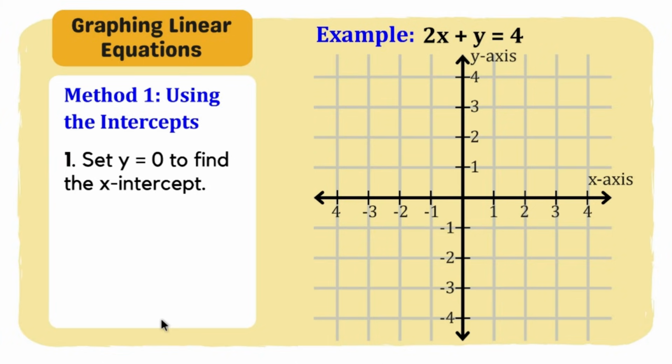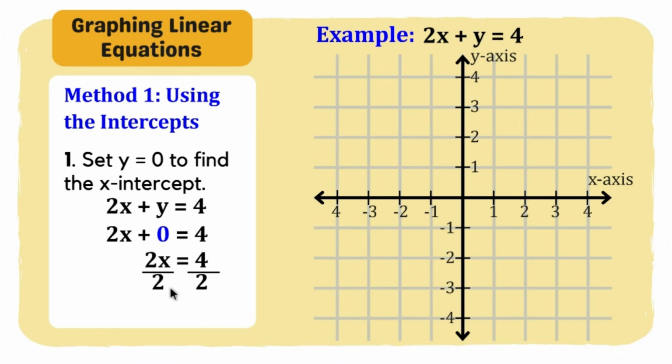Sabi dito, y is equal to 0 para malaman natin yung x-intercept. So let's have 2x plus y is equal to 4, our original equation. Let y be equal to 0, and then let's find out the value of x. So we have here 2x is equal to 4, divide both sides by 2. So the value of x is 2. Ito po yung ating point. If y is 0, the value of x is 2.